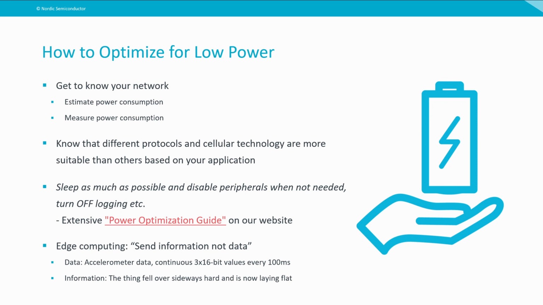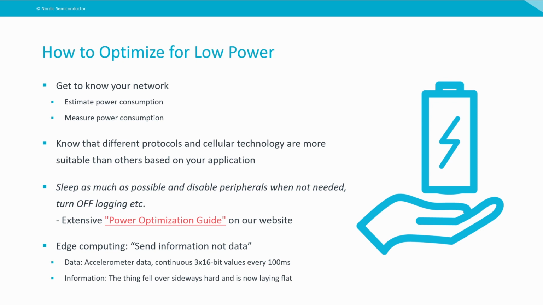And then, of course, go out and measure the power consumption. Now we have the Power Profiler Kit 2, which makes this really easy. Just bring it in your pocket and go out in the field with an nRF91 DK or a custom nRF91 board, and then measure the current on the network and your application.